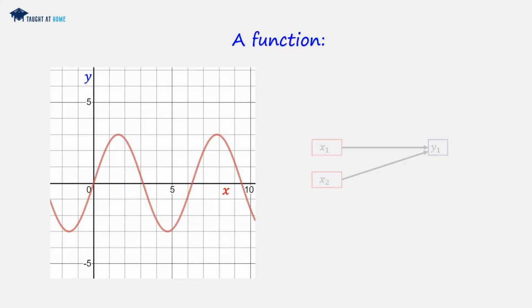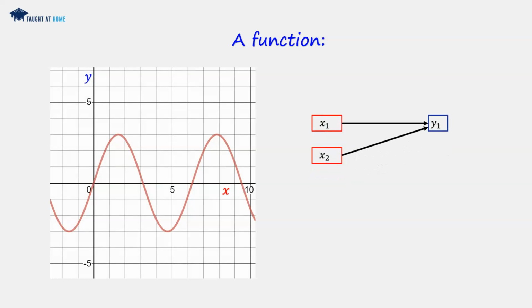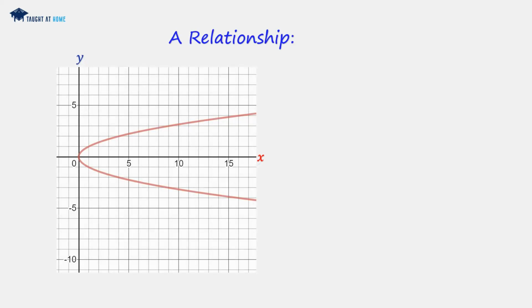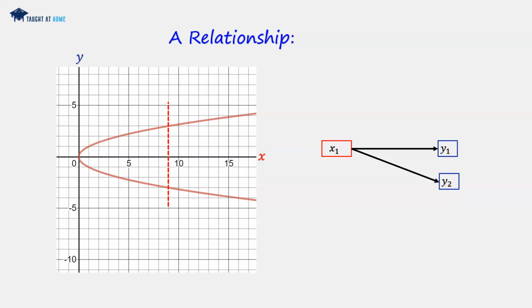A different function might have the form of having more than one input to the same output. So here's one output with multiple inputs. This is okay, this is a function. This, however, is a relationship, because we have more than one output for any one input. So here is an input at x equals 9, and it has 2 solutions. So this is not a function.